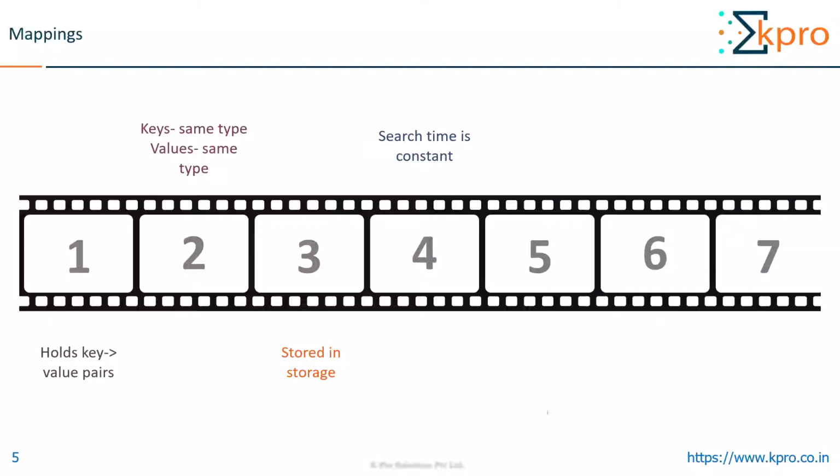And we all know that arrays have linear search time. That is, the search time increases with the increasing size. Mapping is not iterable. That is, we cannot iterate through a mapping using the for loop. Keys are not saved into the mapping.